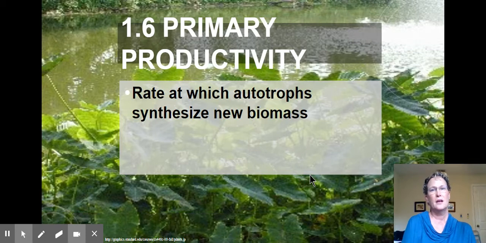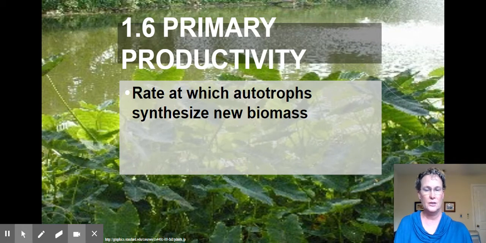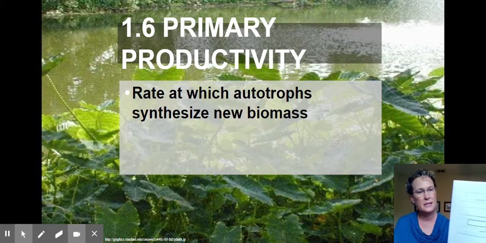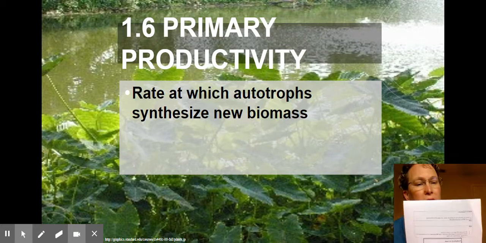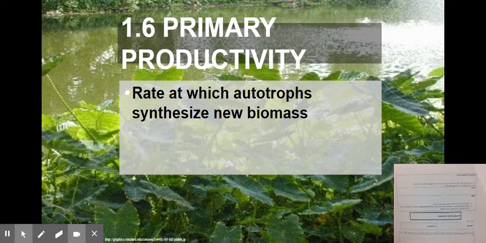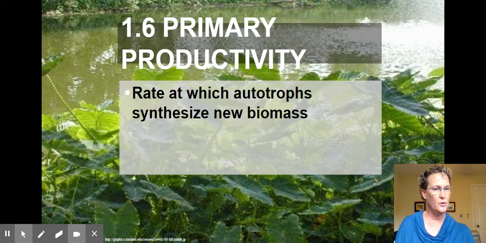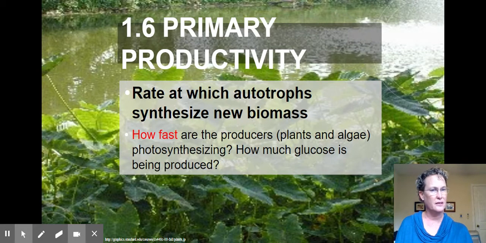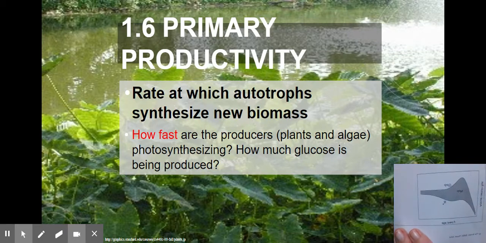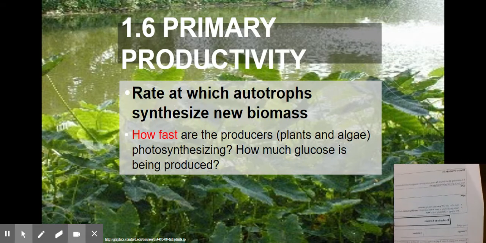Okay, so primary productivity is the rate at which autotrophs synthesize new biomass. That's what you're writing down in your notes. You should be on page 23 of your notes. That's this page right here. You should be following along. Sorry, it doesn't have the page numbers at the bottom, I realize from the copy that I gave you, but it's this one right here.